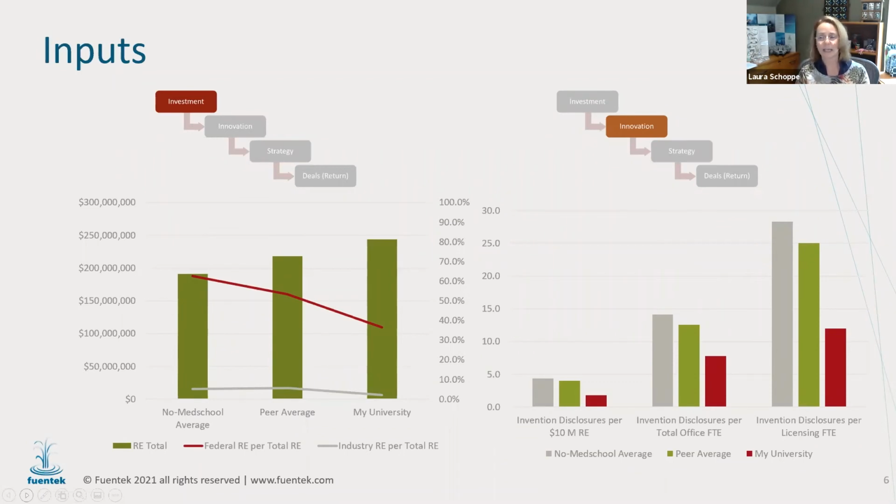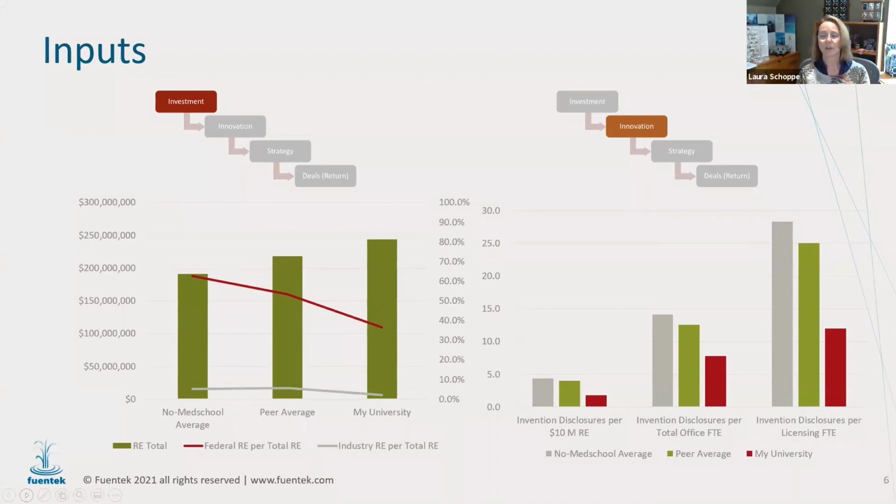Very quickly looking at it, I can see my university, I am probably a state school because I have a lower percentage of federal and industry money coming in. So I am probably getting most of my money from the state. If it's a small university, or not many universities within that state, they're probably not super competitive in getting those research dollars, and that's going to impact the next layer, which is innovation.